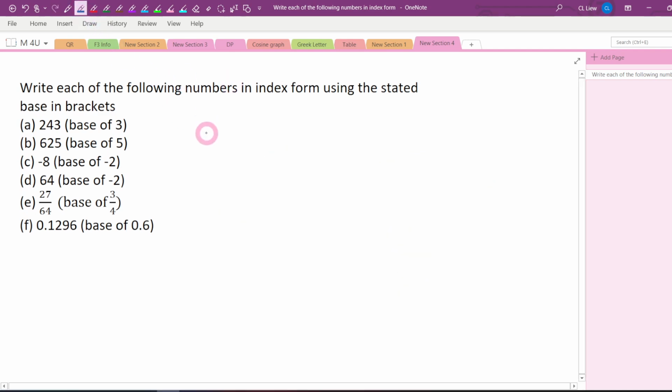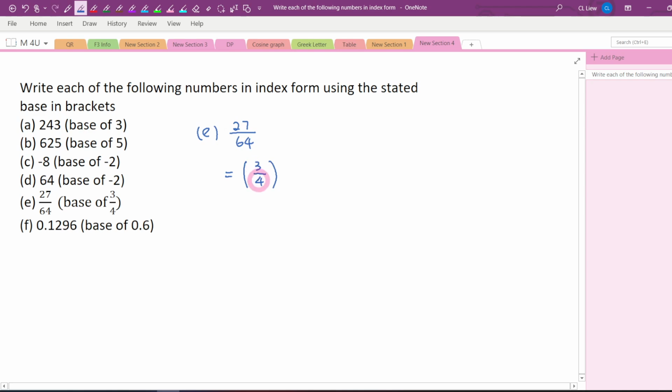Now let's try this one. This time we have a fraction over here. And the base that asked from the question is 3 over 4. Don't forget, this is the base, right? Remember to put parentheses. So now, you have a fraction. How do we do this one? We do not do it this way because this will be quite confusing. So you can just think of it this way.